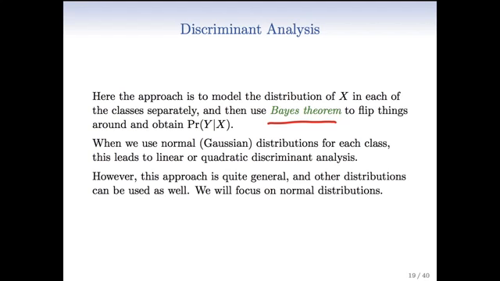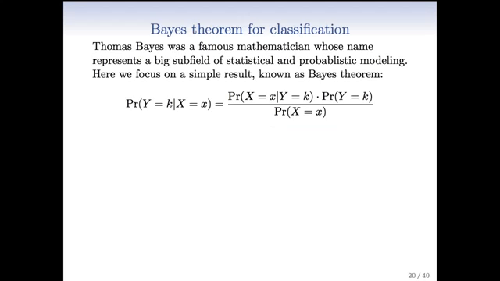In this case, for linear discriminant analysis, we're going to use Gaussian distributions for each class, and that's going to lead to linear or quadratic discriminant analysis. So those are the two popular forms. But as you'll see, this approach is quite general, and other distributions can be used as well. But we'll focus on normal distributions.